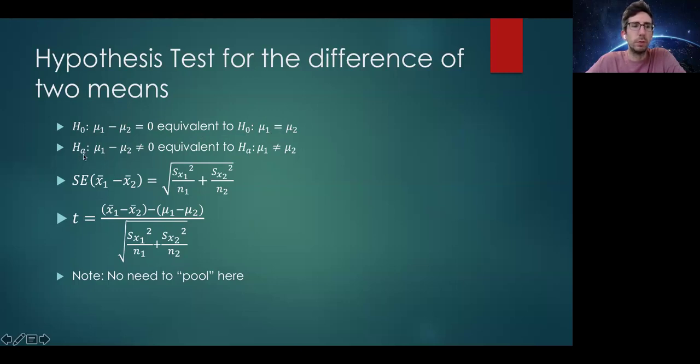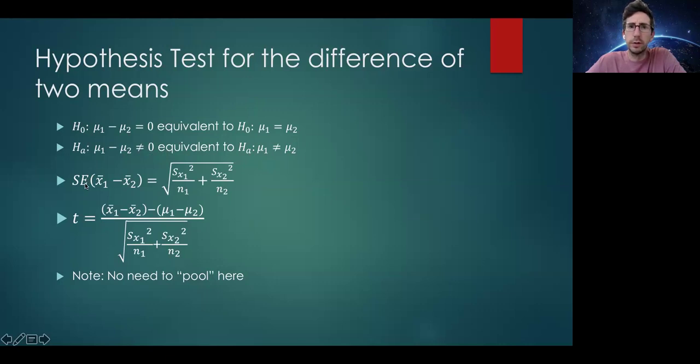And then the thing we're trying to prove in our alternate hypothesis is, if the difference between those two population means is not equal to 0, then that means those two population means are not equal to each other. Again, if you just do the algebra, you add mu2 to each side of this inequality, you're left with what's on our right-hand side.